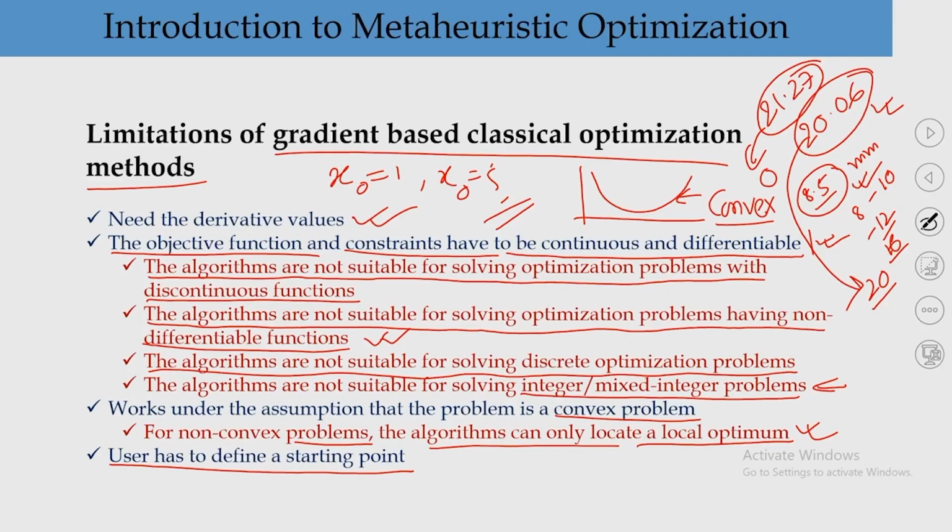So, the user has to define a starting point, and you can say this is another limitation of classical optimization techniques. Why am I telling you about this limitation? Because these meta-heuristic optimization methods are developed to overcome these limitations. So, when we discuss meta-heuristic optimization methods or techniques, these algorithms are actually designed to overcome these limitations of the classical optimization methods. I hope this is clear to you.